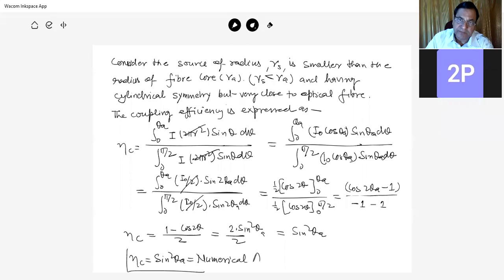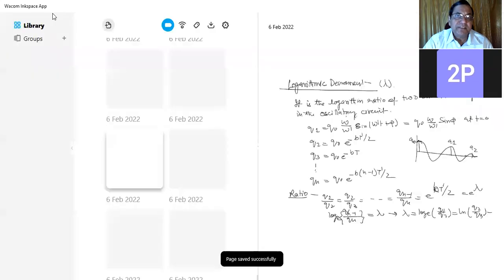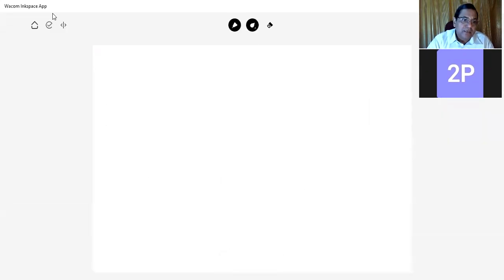So eta C, the coupling efficiency, is sin square theta A, which is nothing but the numerical aperture. And this numerical aperture is under root n1 square minus n2 square. So this geometrical construction is also very important in order to understand the coupling efficiency. And this eta C is equal to NA whole square, when RS is less than RA.